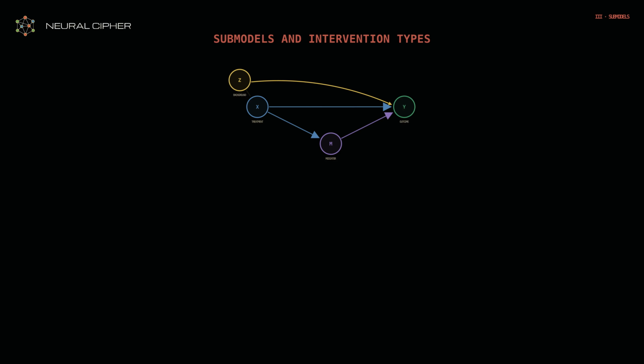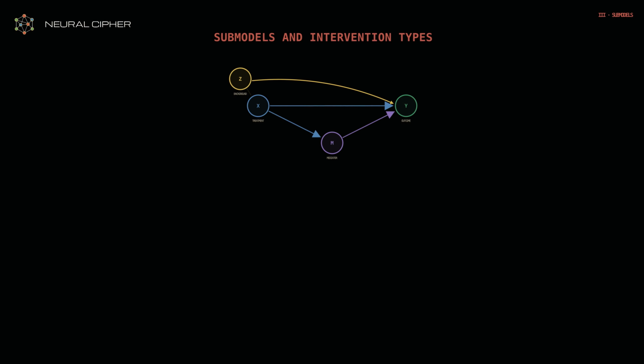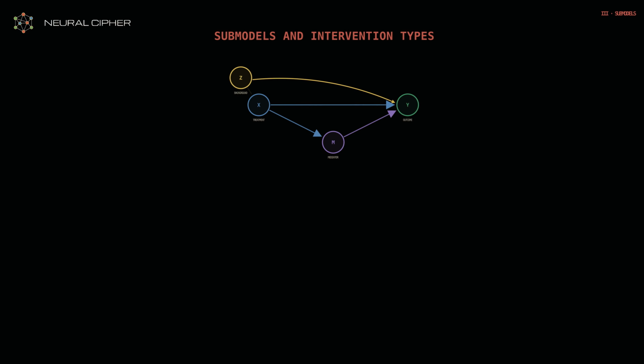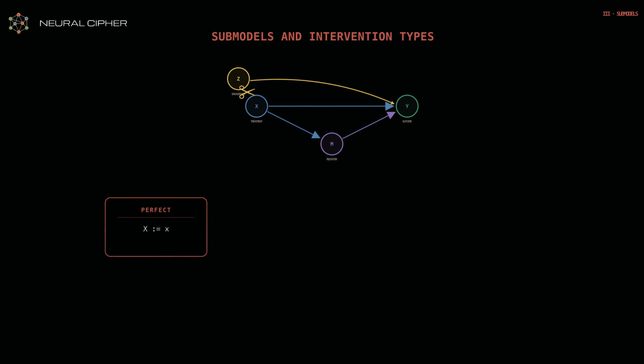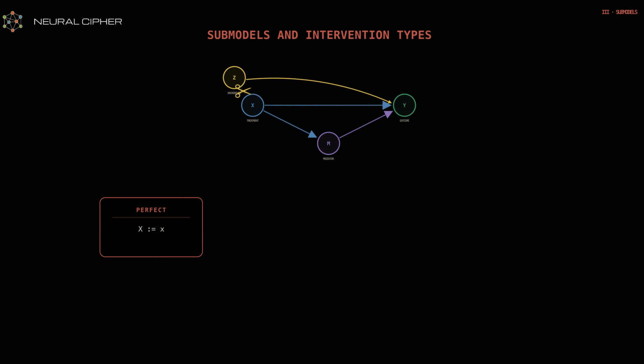A perfect intervention do of X equals x replaces the assignment for X by the constant x. The resulting submodel, conventionally written M sub x, retains the remaining assignments and the exogenous distribution. Graphically, all arrows entering X are deleted. Multiple variable interventions replace several assignments simultaneously.